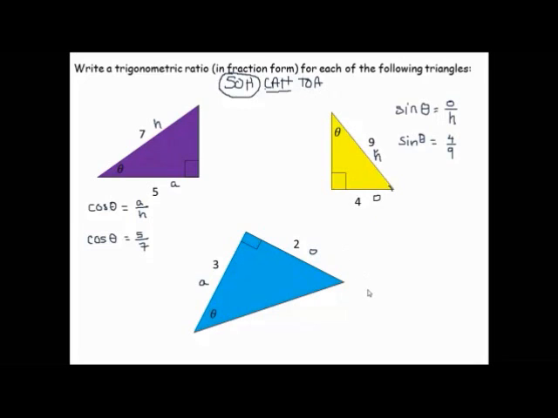So let's just write that down here. So we've got our ratio, the tan of theta is equal to the opposite side over the adjacent. So if we substitute our values in, the opposite we said was 2, and the adjacent is 3. So the tan of theta is 2 over 3, or 2/3.